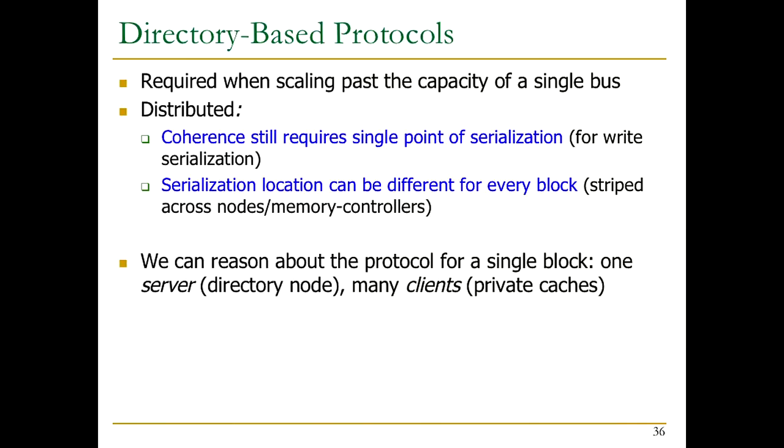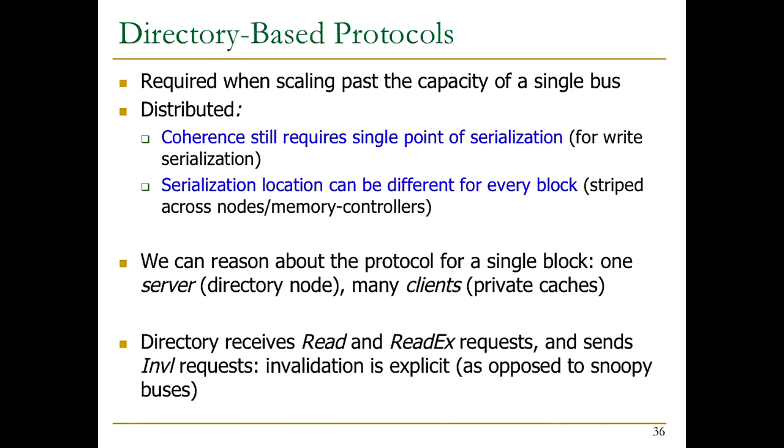Okay. But now you can actually reason about the protocol for a single block. This is really a client-server communication model, right? You have one server, which is a directory node, that holds the directory entry for that block. And you can have many clients, the private caches. And clients essentially request permissions from the server to manipulate that block in some way. And the manipulation is done with requests, read and exclusive requests. The directory receives these requests and sends invalidation requests or other requests. So in this case, invalidation is explicit. You send explicit invalidation requests as opposed to Snoopy buses, right? In Snoopy bus coherence, each cache implicitly invalidates, and nobody else may know. But here, the directory is controlling everything.